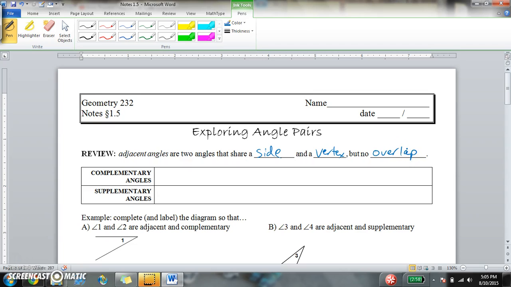So two examples that we're going to see a lot of adjacent angles. We're not really going to talk about adjacent angles themselves too much, but two examples of adjacent angles that we're going to see are complementary angles and supplementary angles. So complementary angles are angles that add up to 90 degrees, and supplementary angles are angles that add up to 180 degrees. Complementary and supplementary angles, usually when we see them, they are adjacent angles, but they do not have to be.